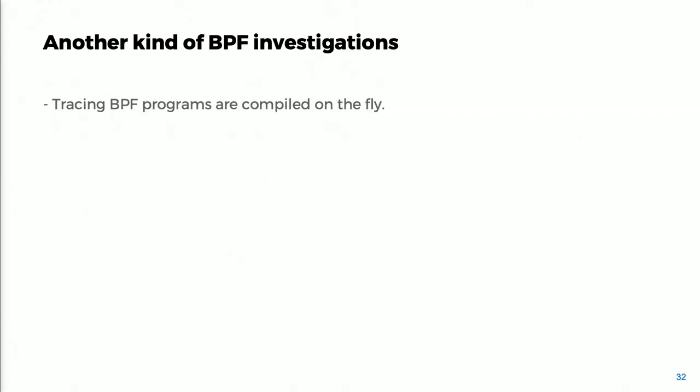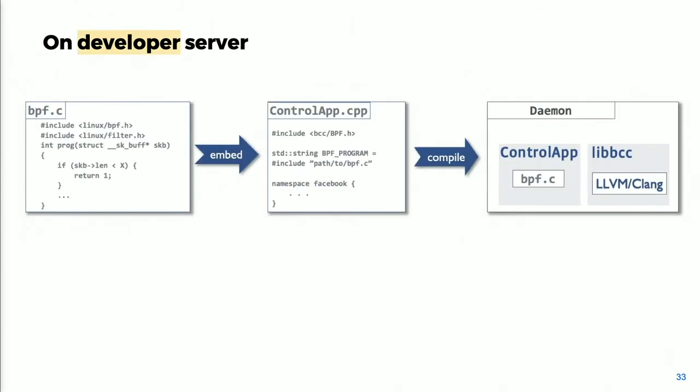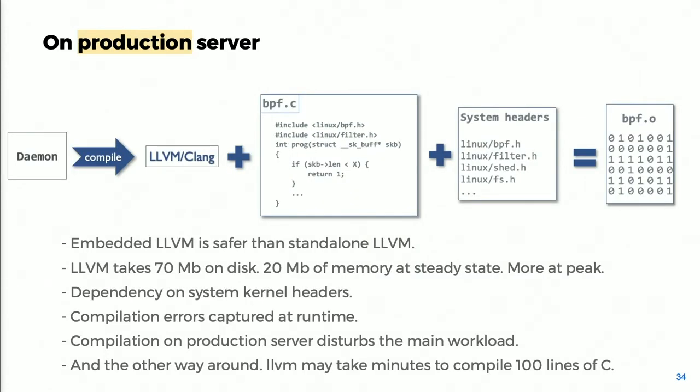Kernel team also doing all kinds of other interesting investigation. And as I told you before, typically the services are done like this: there's a program built inside the C++ service as a string, it gets compiled on the dev server, and gets deployed to the fleet. In the fleet, there is embedded Clang LLVM that takes this program and the kernel headers present in the box, compiles them together, and only then it loads.